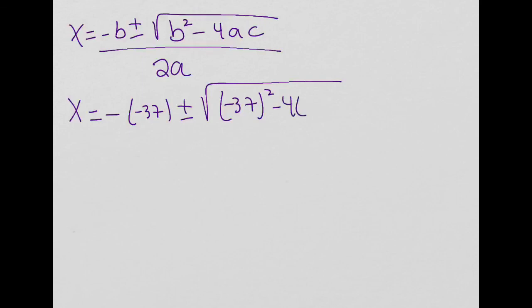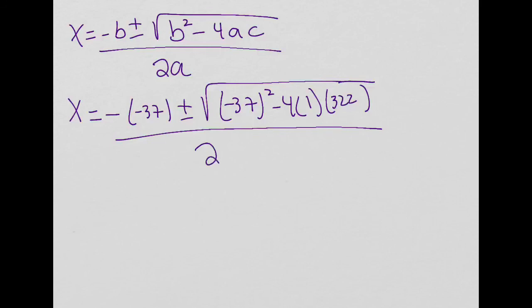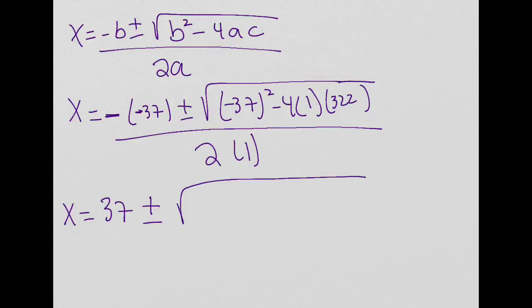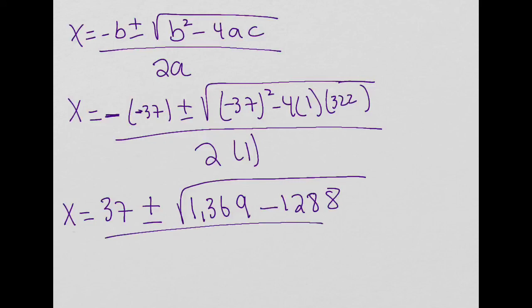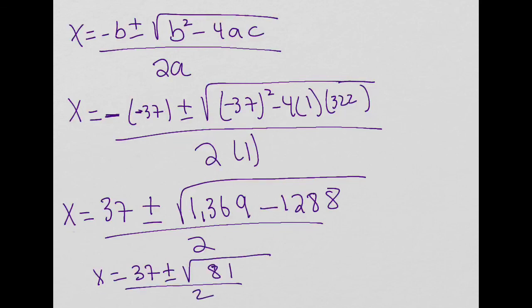Seems like we're going to get big numbers here too. A is 1 and C is 322, divided by 2 times A. That one is always easy, which is good. So x equals, a negative times a negative is a positive, 37 plus or minus, that seems like a big number, 1,369 minus 1,288, divided by 2. Negative 37 plus or minus, when you subtract this, you get 81, divided by 2.